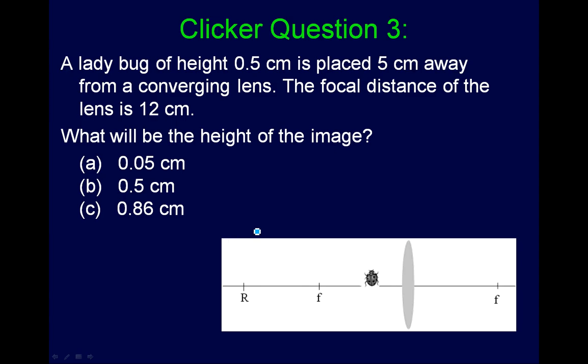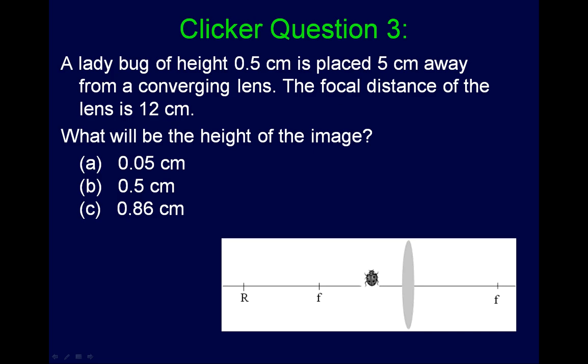Following up with this same question now: the ladybug of height 5 centimeters is placed 5 centimeters away from a converging lens. The same sort of idea as before, and the focal distance is still 12 centimeters, so nothing has changed. We're just following up now. What will be the height of the image of the ladybug? Go ahead and pause and try this, and I'll show you my solution.